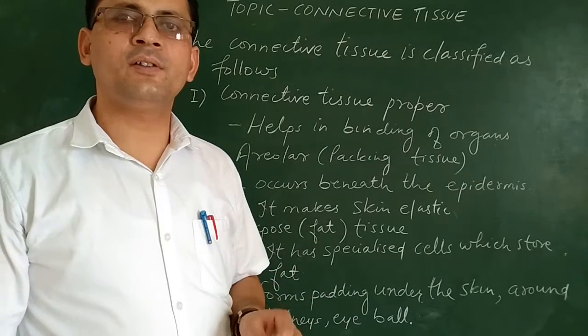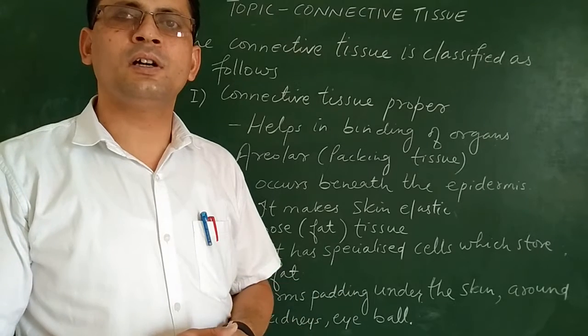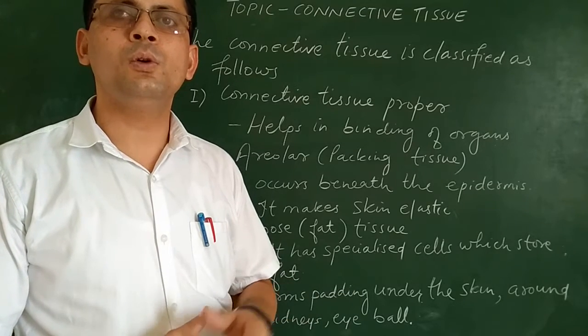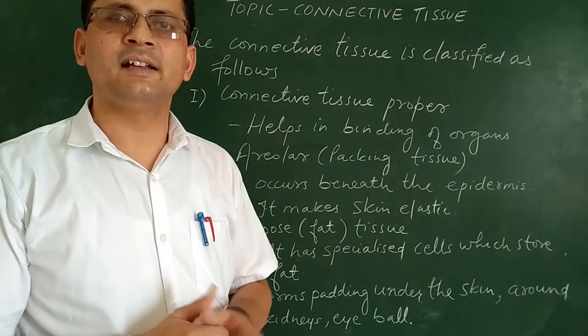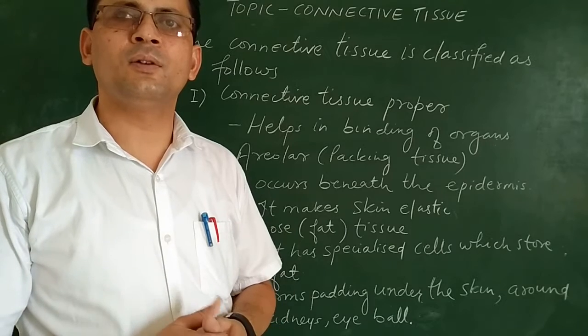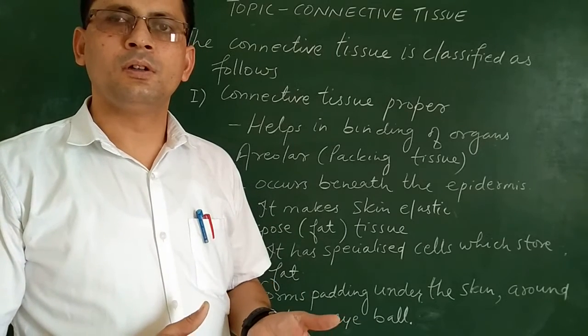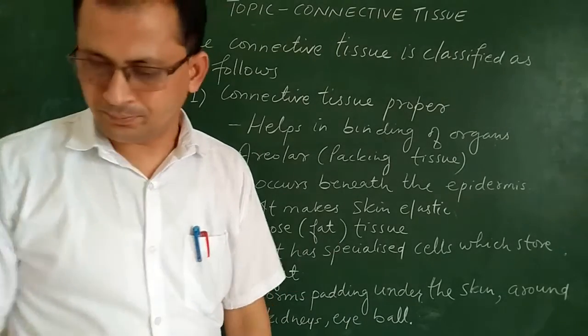And one more important function of this adipose tissue is that it does not allow the internal heat of the body to come out. Thereby it acts as an insulator. It is not allowing the internal heat of the body to come out. So this feature is also seen in polar animals.